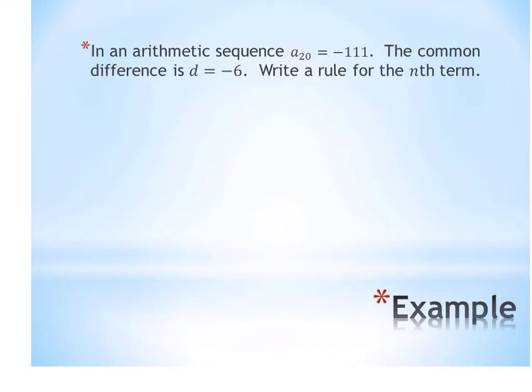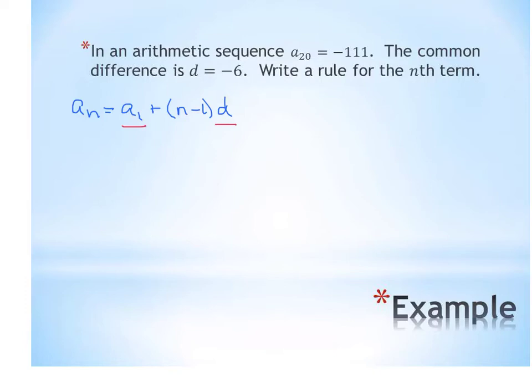Okay, so our next order of business is it gives us the 20th term, and it gives us the common difference, and it wants the rule. Well, let's look at our equation again. a sub n equals a sub 1 plus n minus 1 times d. Well, what do we have? So let me ask you, do we have a sub 1? No, but you have to have a sub 1 to write the rule. So for the nth term, you need a sub 1 and you need d because n stays in. And I don't know that.